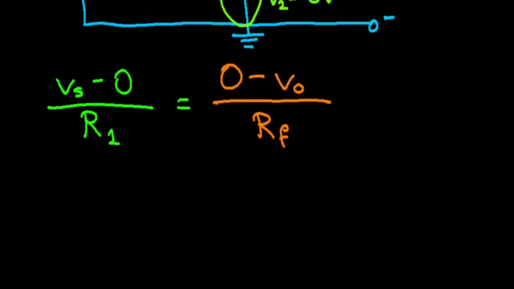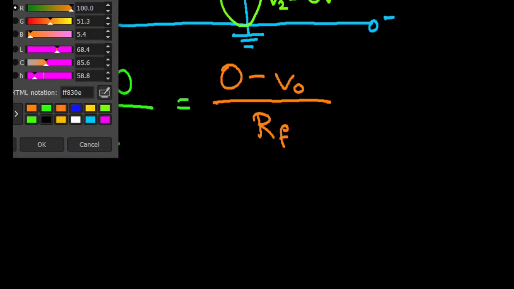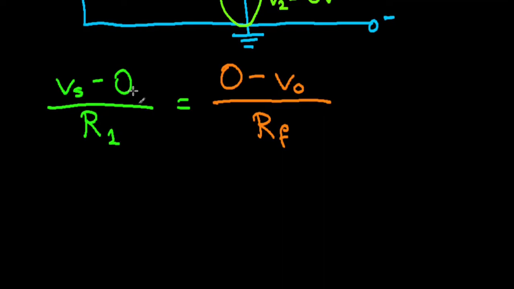All we now need to do is simplify this a bit. It's pretty easy to see the zeros. They don't really matter, and we can divide by Vs.